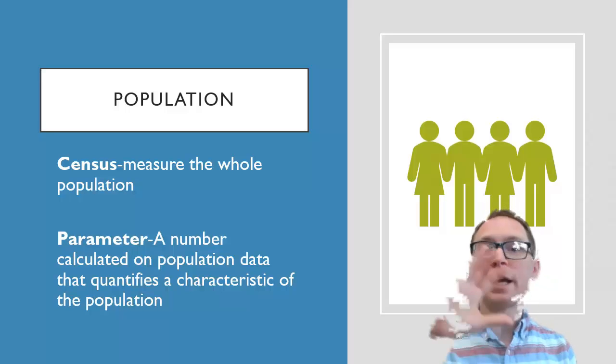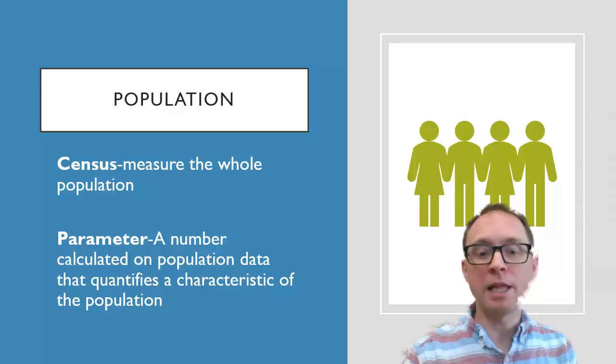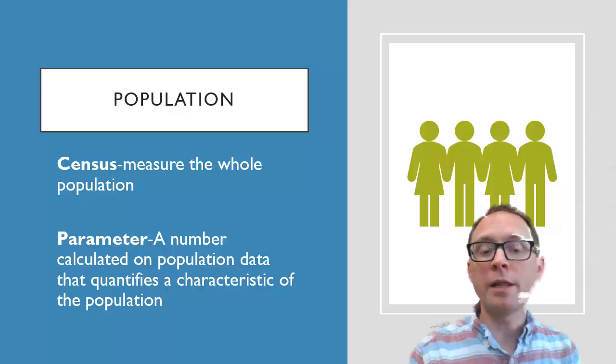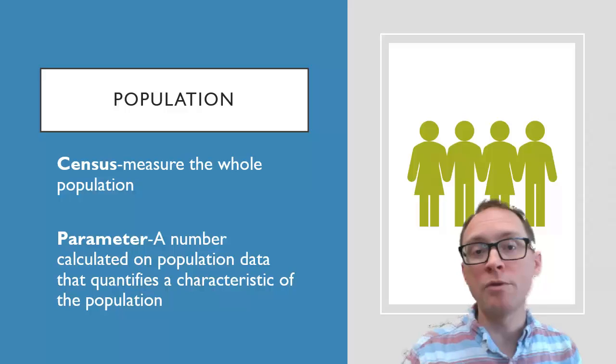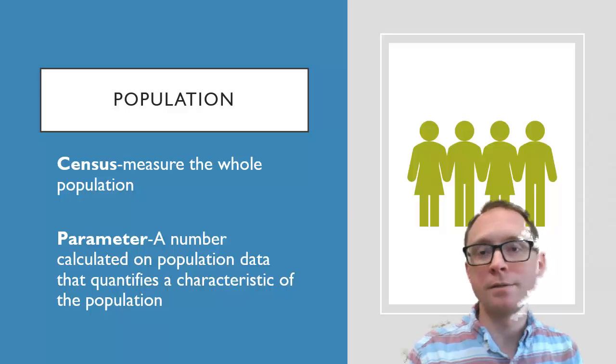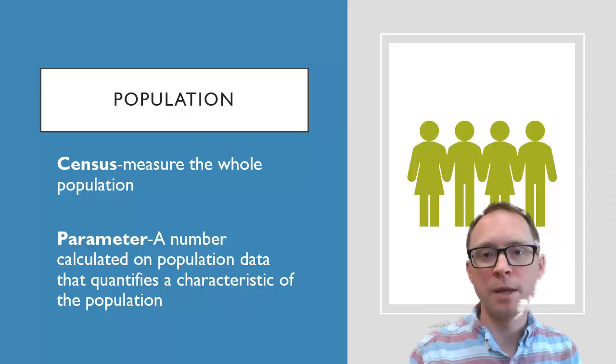Whenever we understand something about the population, the number that describes the population is called a parameter. So, the number calculated on population data that quantifies a characteristic of the population would be a parameter. So let's say we took a census about the quality of relationships in the entire United States, and let's say that the average quality of relationship was a 6. The average satisfaction of a relationship is 6 out of 10, right? That 6 out of 10 is a parameter because it describes the entire population.